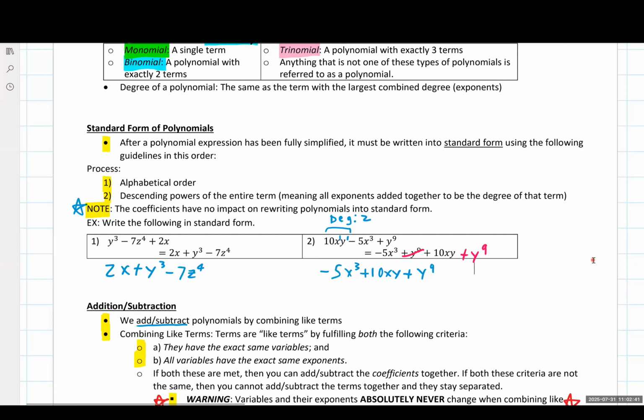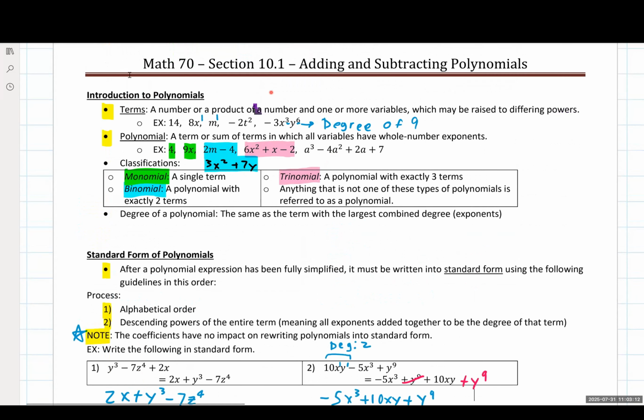Okay. So that's our main process that we're using for standard form of polynomials. Alphabetical order first, and then by descending powers if we have repeating variables showing up there. Okay. So standard form, we're using this at the very end after we've done simplification with everything else. And then we have our introduction for terms and polynomials up here.